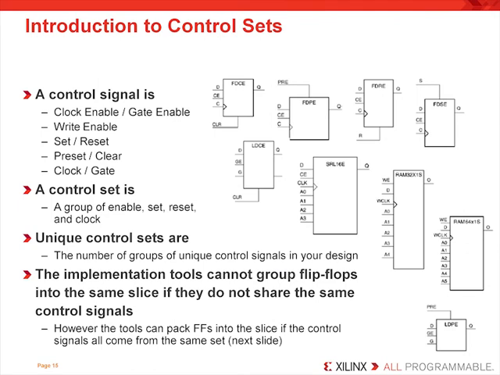So as we mentioned earlier, a control signal is any signal that is connected directly to a flip-flop or a dedicated resource in the FPGA directly. A control set is a group of control signals driving an individual flip-flop or other dedicated resource, such as a block RAM or DSP slice. Managing your unique control sets is helpful to improving your design speed and device utilization. That is because the implementation tools cannot group flip-flops into the same slice if they don't share control signals. Now, we'll go through an example on the next couple of slides.